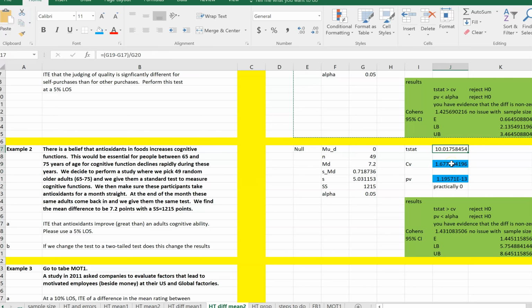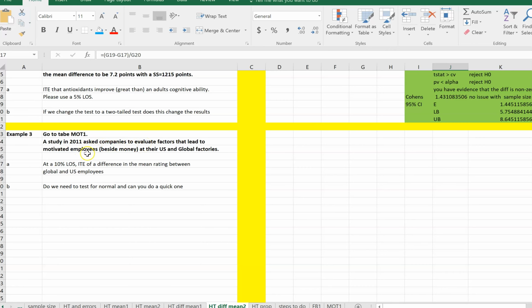Cool. All right, guys, one more time. But this time with live data, all right? With live data. So a study in 2011 asked companies to evaluate factors that lead to motivated employees. At a 10% level of significance, is there evidence of a difference in the rating between global employees and U.S. employees? So let's look at the data.